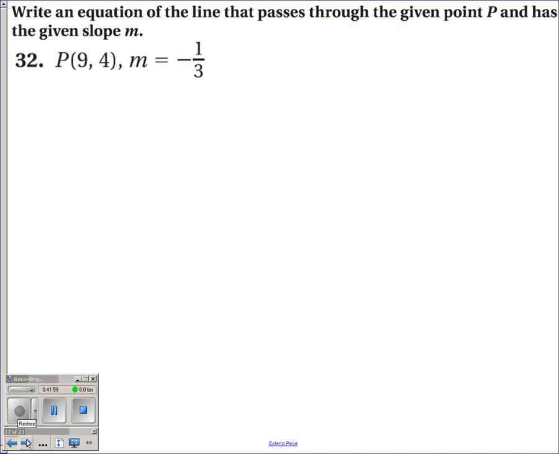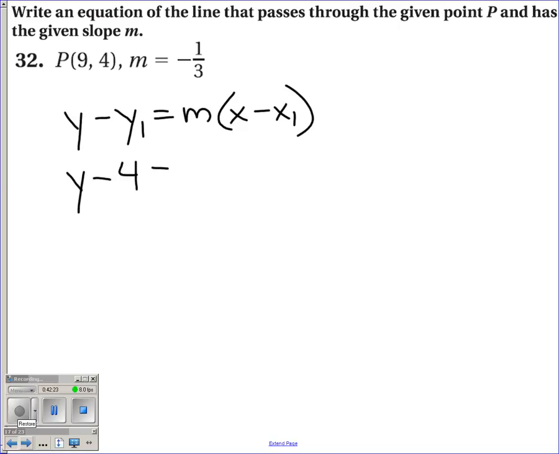Let's go on to another problem. 32, we'll just do the parallel this time. Here's our point, here's our slope. Again, I'm going to use y minus y1 is equal to m times x minus x1, our point slope form. Because I can just plug in y minus 4, the y coordinate, our slope now, -1/3, and then x minus 9.